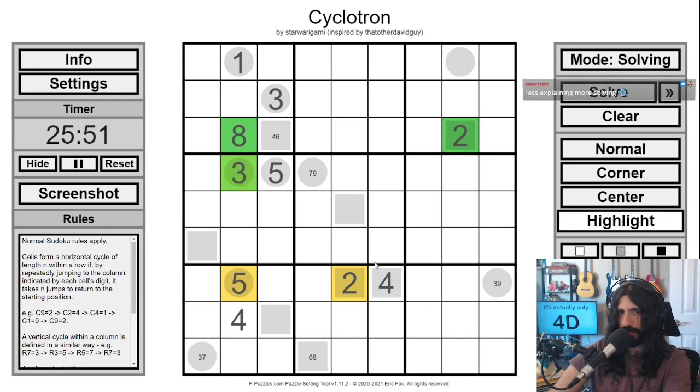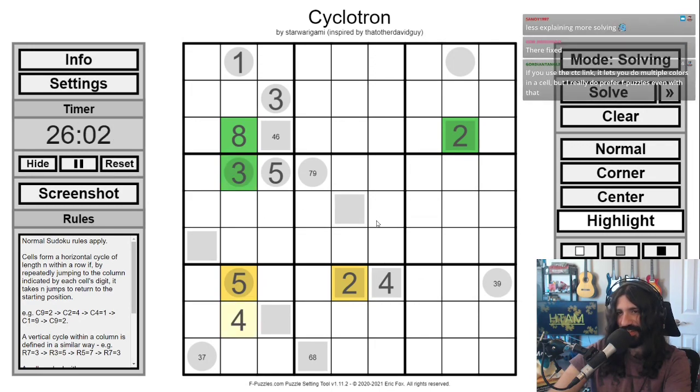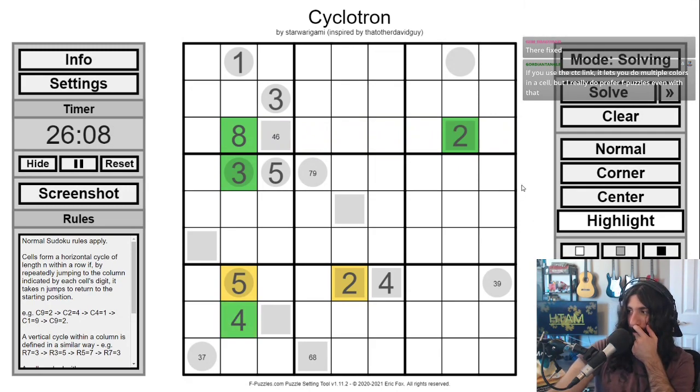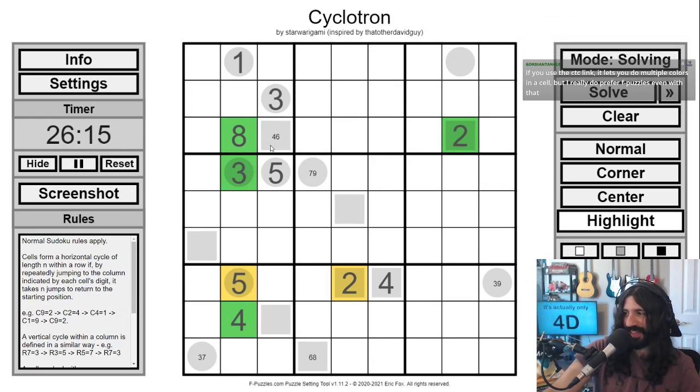Okay, I guess we just need to not... I don't know how to highlight properly. Chat, what do I do? No, this is fine, right? What we're doing is okay, probably. Probably? This is a CTC link. It allows you to do multiple colors in a cell. Whatever, we'll figure it out. Okay.